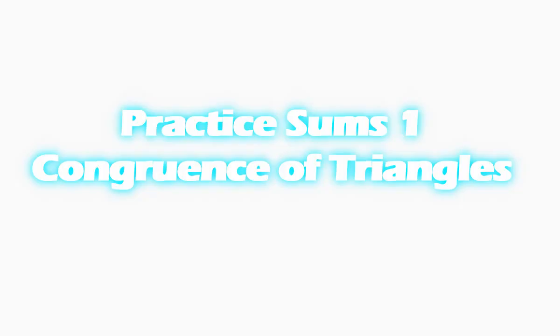Hello friends, in this video we are going to solve a few practice sums based on congruence of triangle. Let's do the first sum. ABCD is a quadrilateral in which AD is equal to BC, angle DAB is equal to angle CBA, and we have to prove that OA is equal to OB, where O is the intersection point of AC and BD.